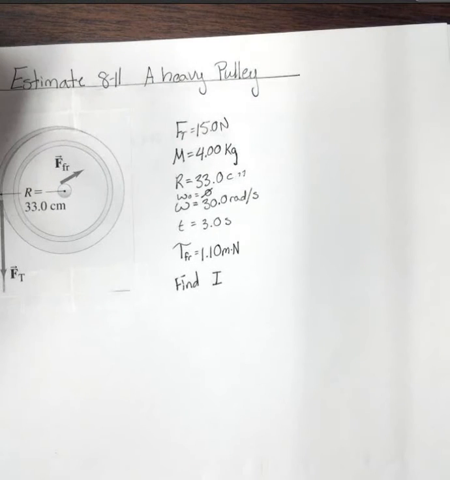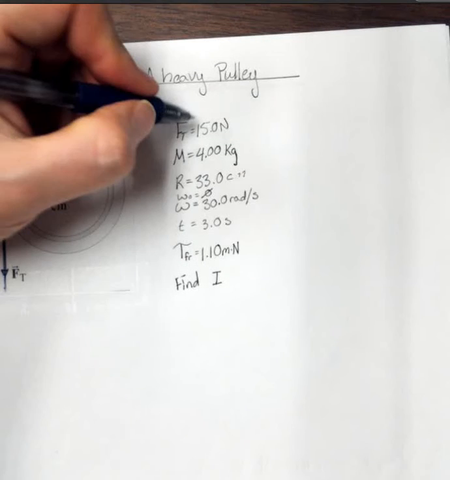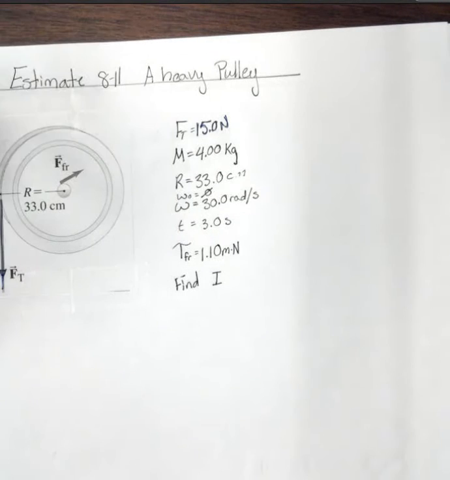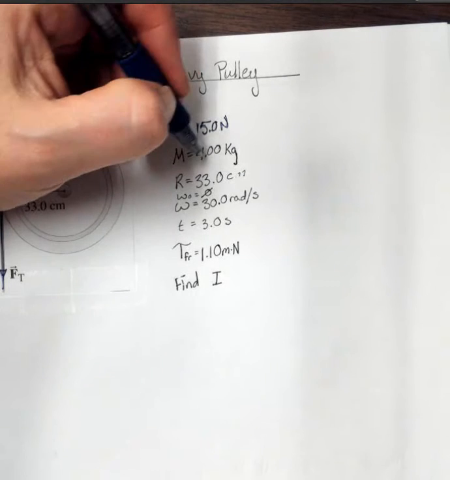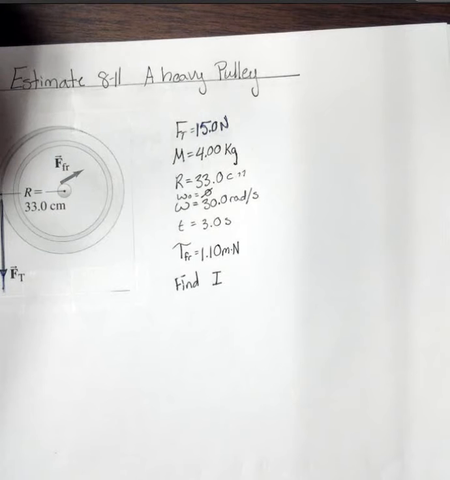The force acting on the heavy pulley is a force of tension, and that force of tension is acting right at the radius r, and that radius r is 33 centimeters. That force of tension is a constant 15 newtons. The pulley itself has a mass of 4 kilograms. It is a heavy pulley. It's like heavier than your cat.